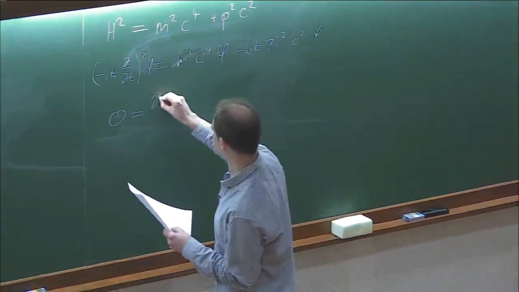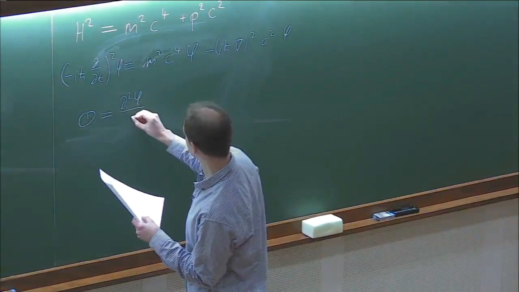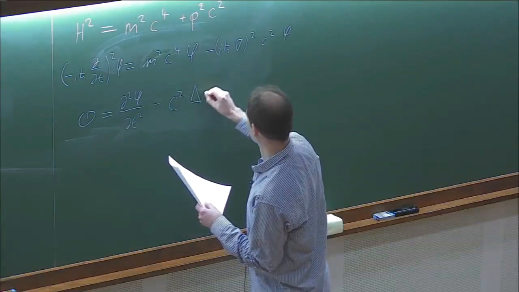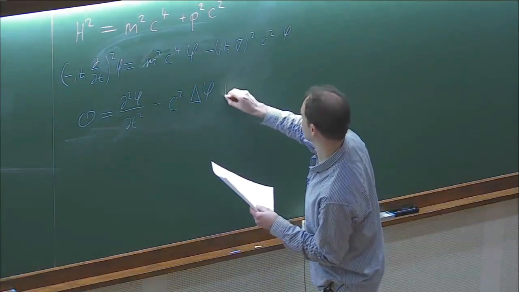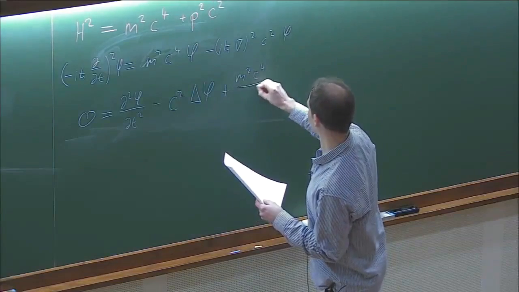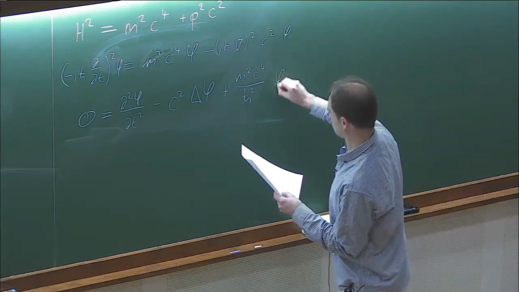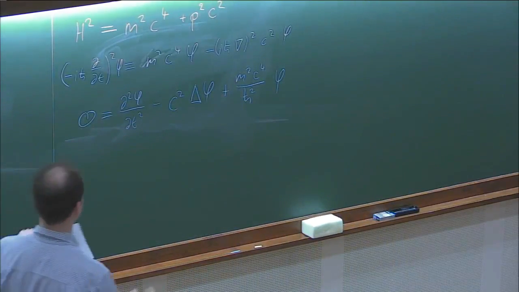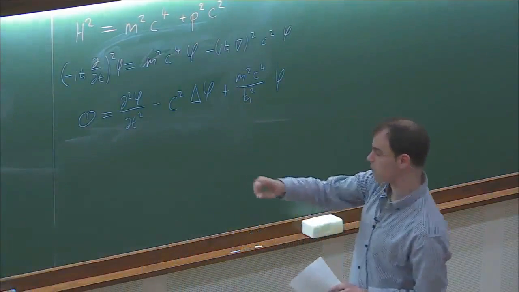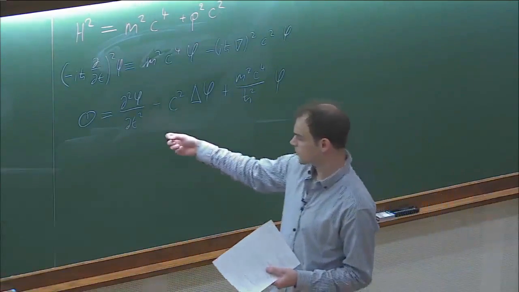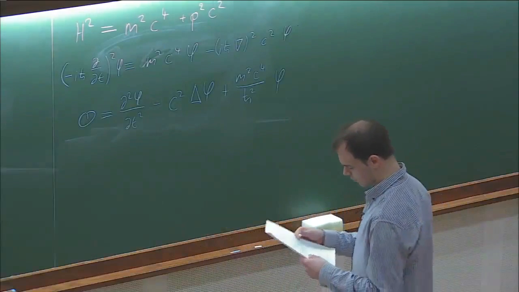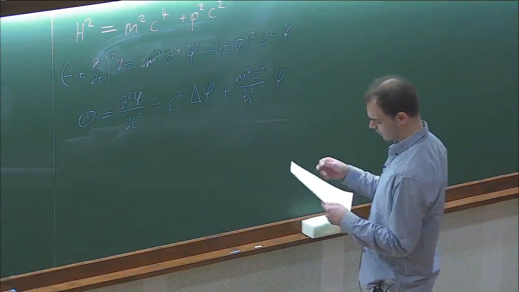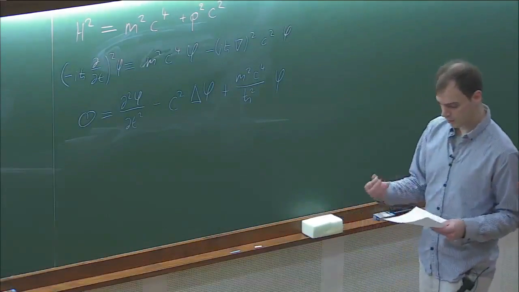So 0 equals the second time derivative of phi, minus c squared times the Laplacian of phi, plus m squared c to the fourth divided by h bar squared times phi. Maybe we can also understand the Schrödinger equation as the non-relativistic limit of this Klein-Gordon equation, and I want to explicitly do the derivation of that, since that's also something that I will come back to later.